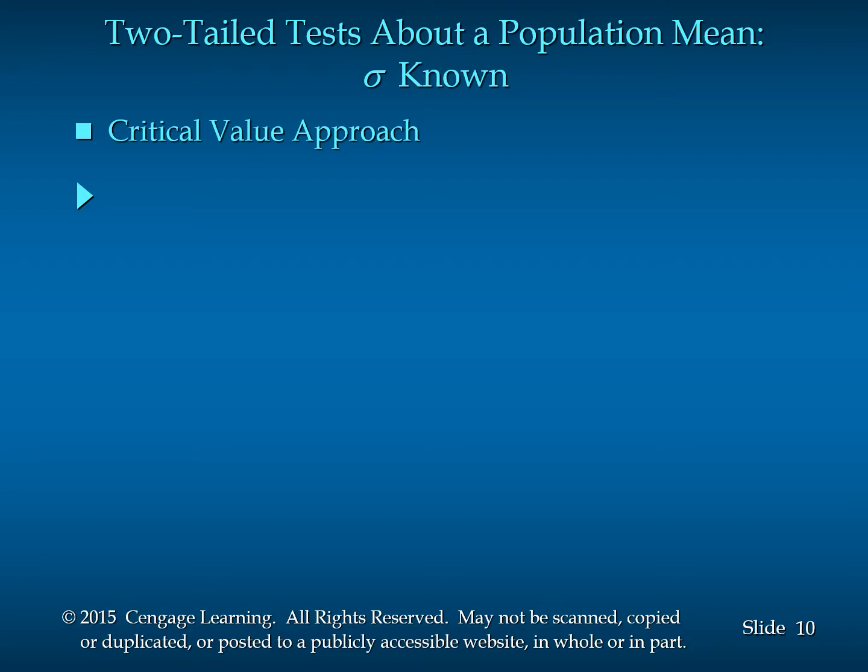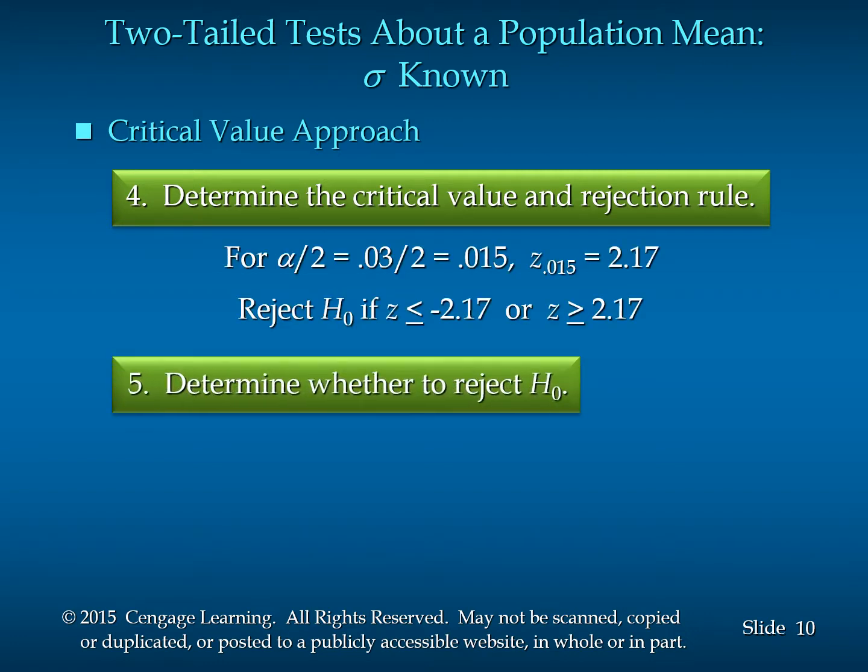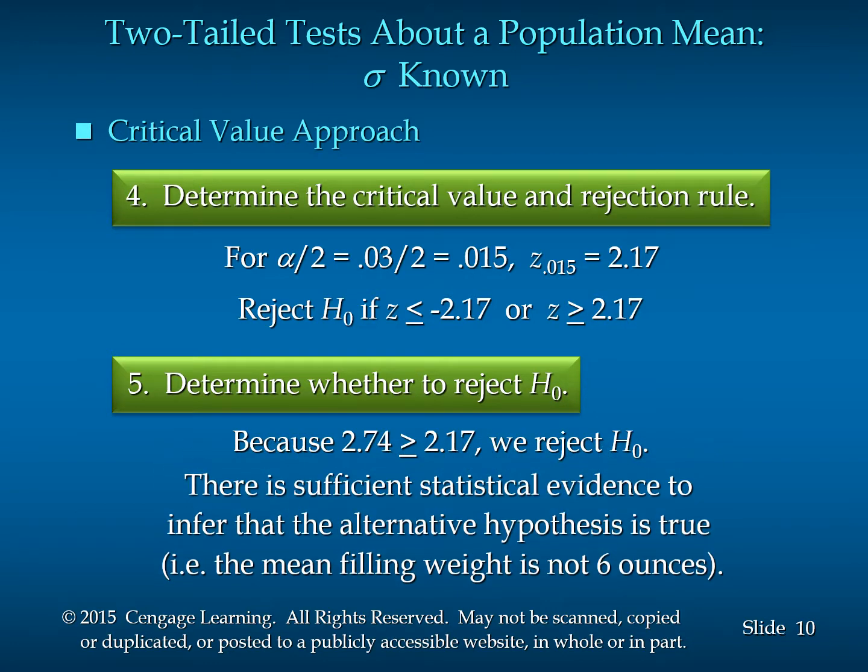Using the critical value approach, we've already determined the z test value, so we need to determine the critical z value. So for alpha over 2, for a two-tailed test, in other words, we have to split that significance level half in each tail. So we have alpha over 2 of 0.015. From the z distribution table, we find that that's equivalent to plus or minus 2.17. So we will reject if our z-test is either less than negative 2.17 or greater than positive 2.17. We see that 2.74 is greater than that, and therefore we reject the null hypothesis.